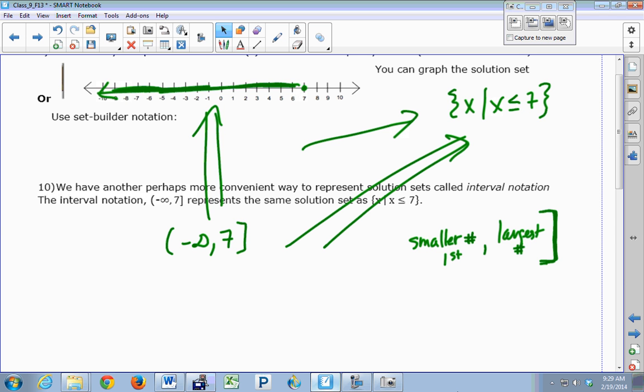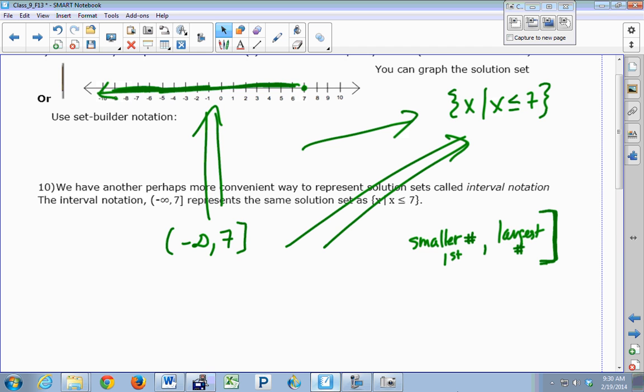If you go all the way to the left, there's no end. All right, so if I go all the way to the left, there's no end. Negative infinity is a concept, it's not a number. So you can't include it. That's why you have the parentheses, because that says I can't include negative infinity, it's not a number. So this interval notation says exactly the same thing as this picture and this set.